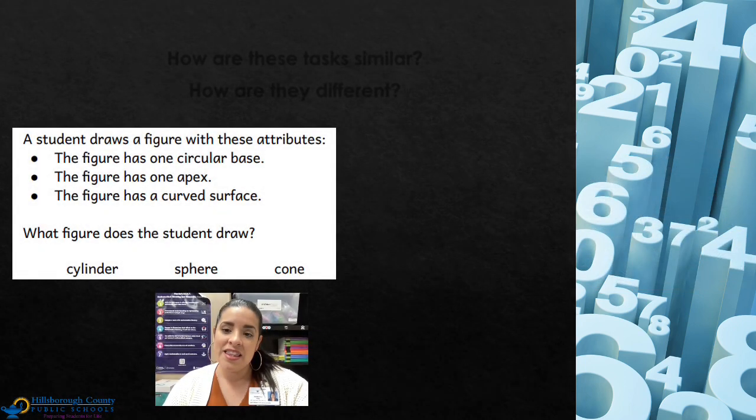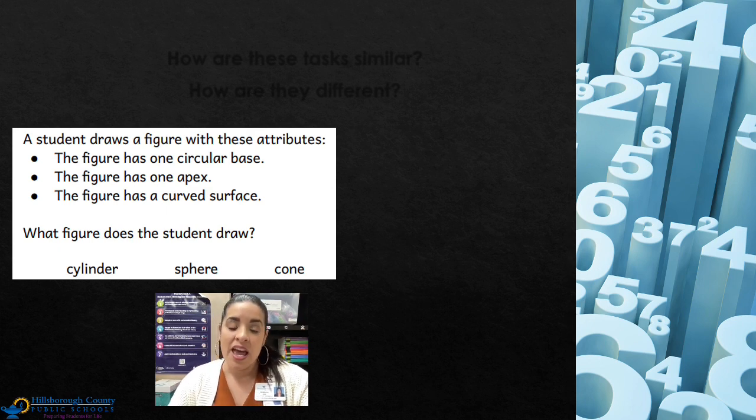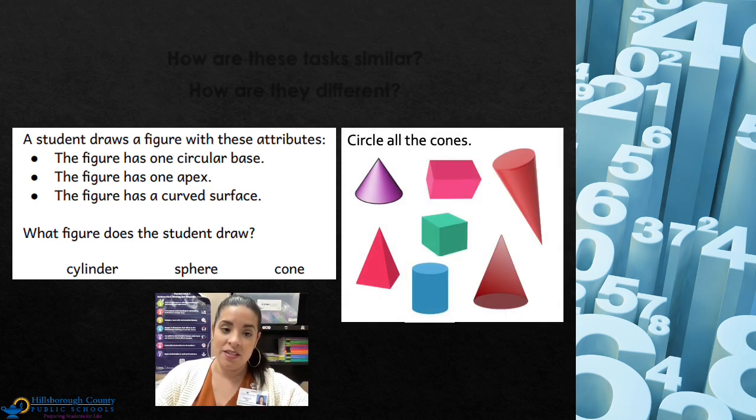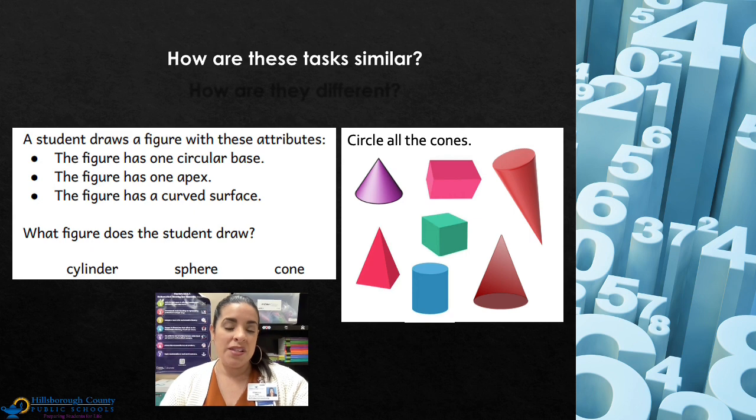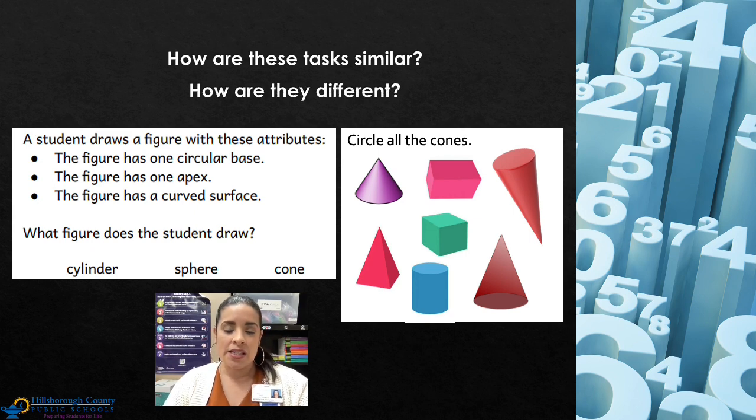Now let's take a look at the task that you already solved and compare it to this task. What do you notice about how it's similar or how these tasks are different? Students who solve the task on the right may think that this task is easier because they can just look and see the cones that look familiar.